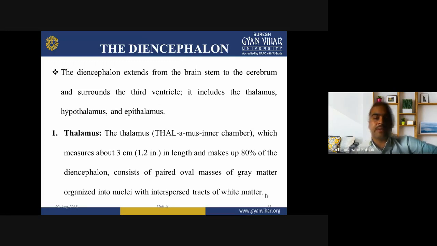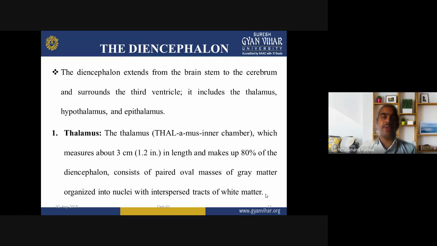The thalamus is the inner chamber, which measures about 3 centimeters in length and makes up 80% of the diencephalon. It consists of paired oval masses of gray matter organized into nuclei with interspersed tracts of white matter. Now, the thalamus measures about 3 centimeters in length and makes up 80% of the diencephalon.